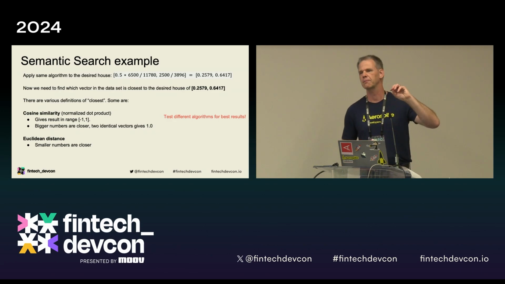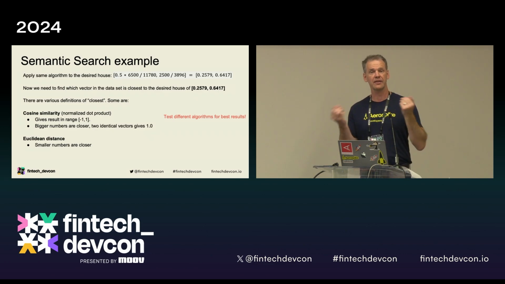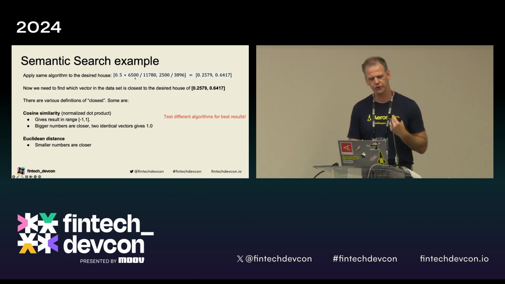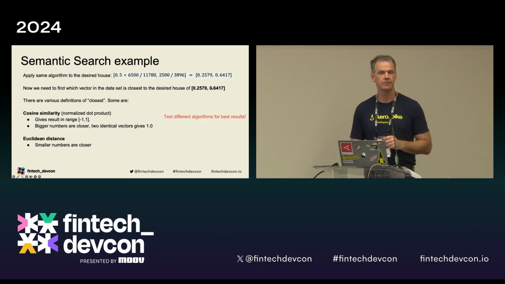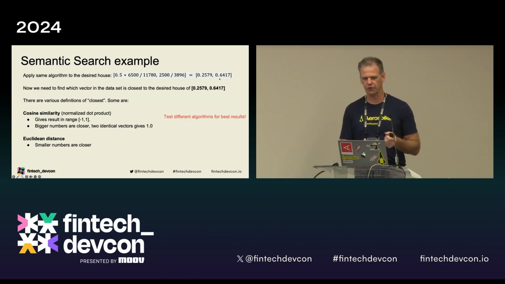Remember when I showed you the RAG pipeline? First thing we did was take all our existing data, run it through an LLM, and we got a vector out. We've just done that. We are the LLM here. We need to do the same thing with our input. So we wanted a house which had 6,500 square feet of land area and 2,500 square feet of floor area. Run the same algorithm, do exactly the same as before, and we will get a vector out. So this vector represents our ideal house using this algorithm.